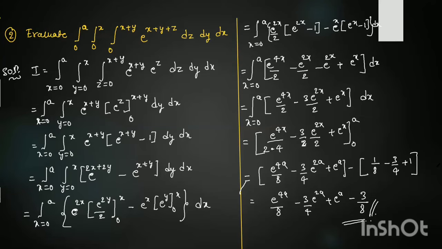Sir, can you explain the first line once again? Why do you split that? Yeah, see, if you want, you can split it, otherwise you can keep it as it is. It doesn't matter. But I split it because we need to substitute this limit as well. So we split it as e to the power x plus y into e to the power z, because these are the same. For our integration, we split it so that we can easily integrate this and we can substitute these limits. Clear? Okay, sir.